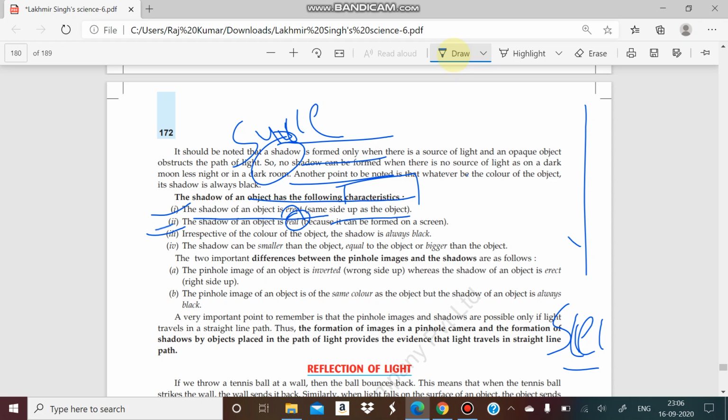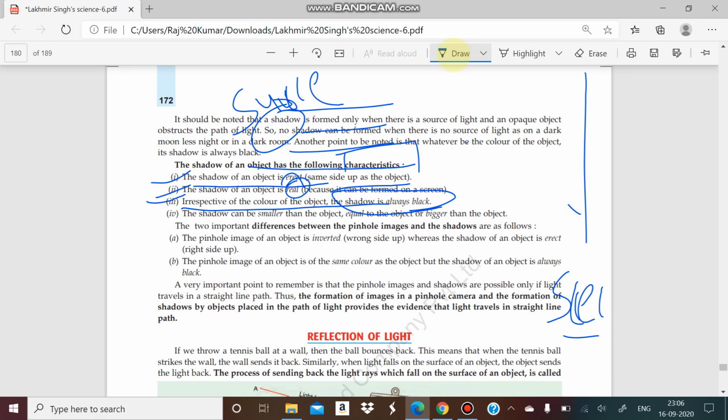Now the third characteristic: irrespective of the color of an object, the shadow will always be black. Remember that in the pinhole camera we discussed that the color depends on the object. If the object color is green, the image will be green. If the object is red, the image is also red. But in a shadow, it does not depend on the color of the object. It can be red, blue, any color, but its shadow will always be formed in a dark color.